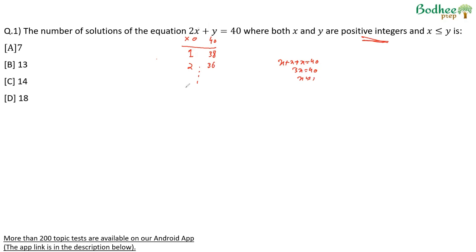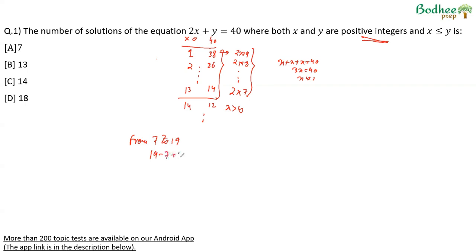So when we put x as 13 here, 2 13s are 26, 40 minus 26 is 14. Beyond this point, x will be 14, y will be 12. And from here on, x will become greater than y. So we are looking at solutions in this range. Y was 2 into 19, 2 into 18, and then goes down to 2 into 7. Therefore, the number of solutions for y are from 7 to 19, which is 19 minus 7 plus 1, which is 13.